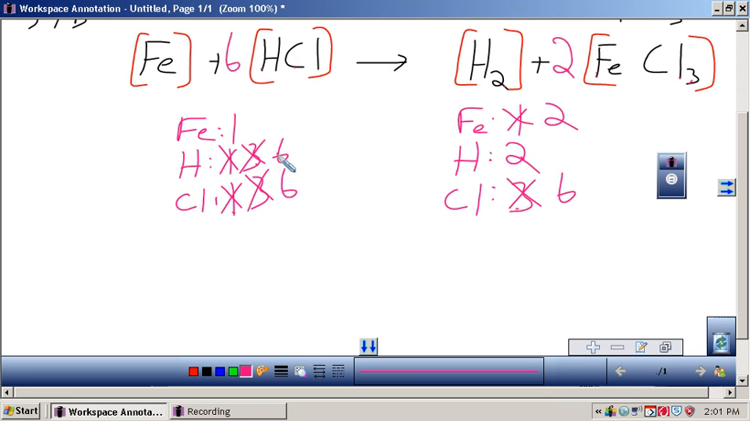Okay, I have 6 hydrogens. I need to fix that. I need 6 on the right. 3 times 2 is 6. Okay, now the only thing that's different, 2 irons on the right and 1 on the left. I need 2 on the left, so I'm going to double that. And now my equation is balanced.